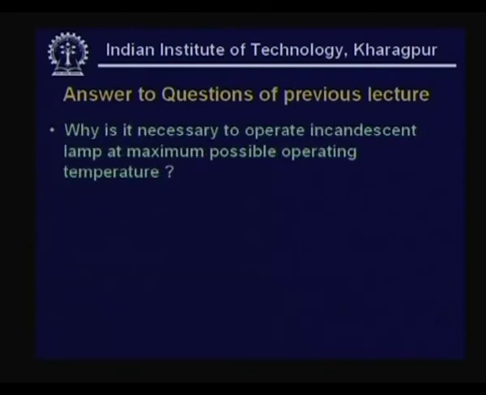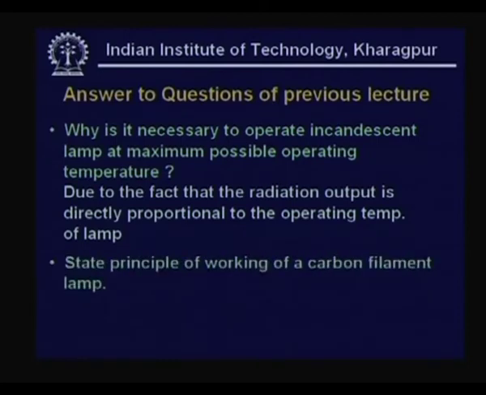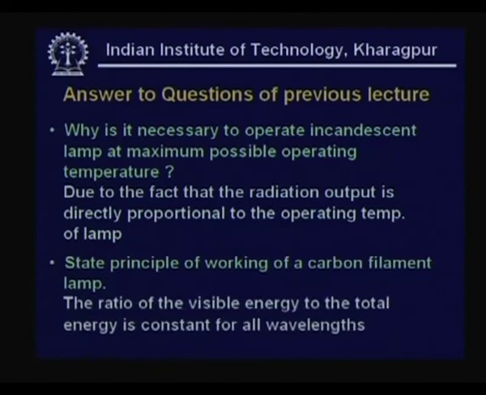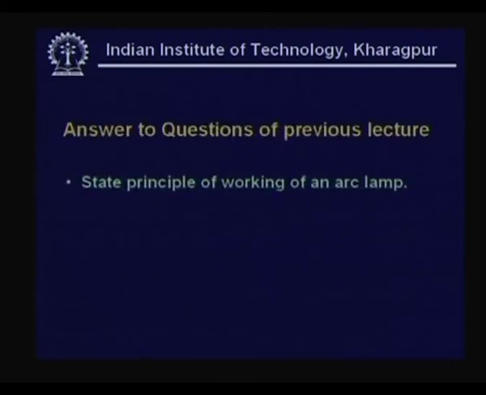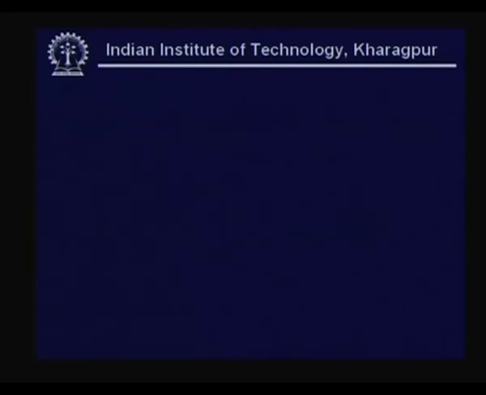Why is it necessary to operate an incandescent lamp at the maximum possible operating temperature? Due to the fact that the radiation output is directly proportional to the operating temperature of the lamp. State the principle of working of a carbon filament lamp. The ratio of the visible energy to total energy is constant for all wavelengths. State the principle of working of an arc lamp. The arc lamp works on the principle that it emits selective radiations in the visible zone. Thank you.